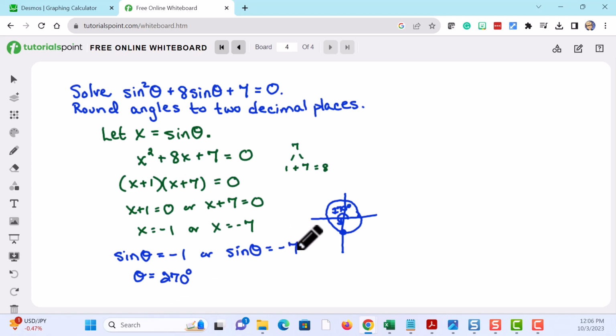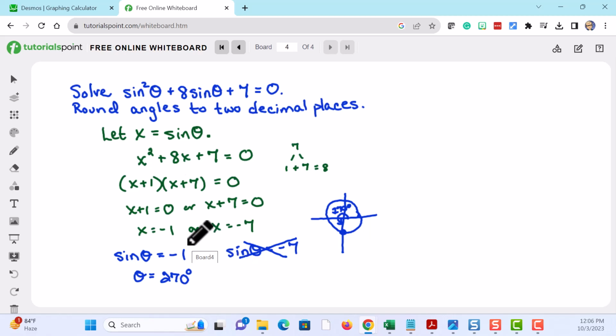Sine of theta equals negative 7 would mean that we'd have to find a point on the unit circle with a y-coordinate of negative 7, but that's impossible. So there is no solution to sine of theta equals negative 7. So it appears that we have just one solution. Theta is equal to 270 degrees.